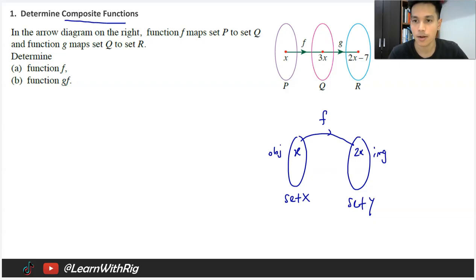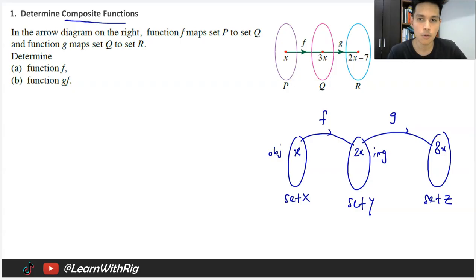What if you have multiple functions? What if you have another set here, which is set Z? Let's say this one links here, becomes say 8x. So I name this as G. So this is another function. Because these are two separate functions, one is through F function, one is through G function. But once you combine this, you call it composite function. So from object X goes all the way to 8x.